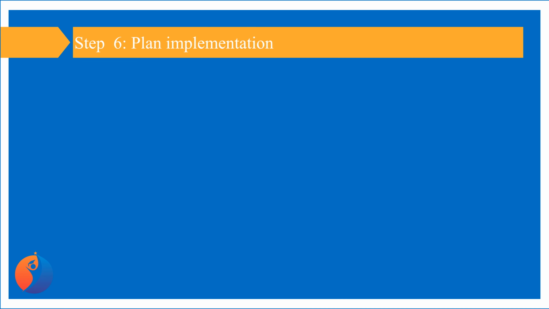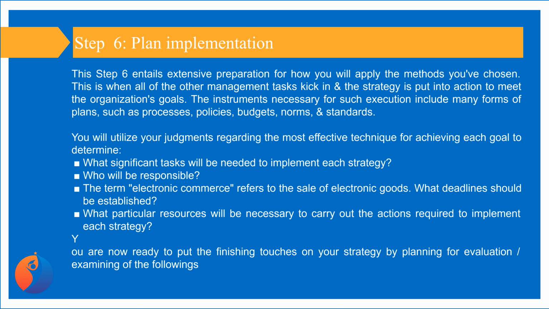Step 6. Plan implementation. This step 6 entails extensive preparation for how you will apply the methods you've chosen. This is when all of the other management tasks kick in and the strategy is put into action to meet the organization's goals. The instruments necessary for such execution include many forms of plans, such as processes, policies, budgets, norms, and standards. You will utilize your judgments regarding the most effective technique for achieving each goal to determine what significant tasks will be needed to implement each strategy.